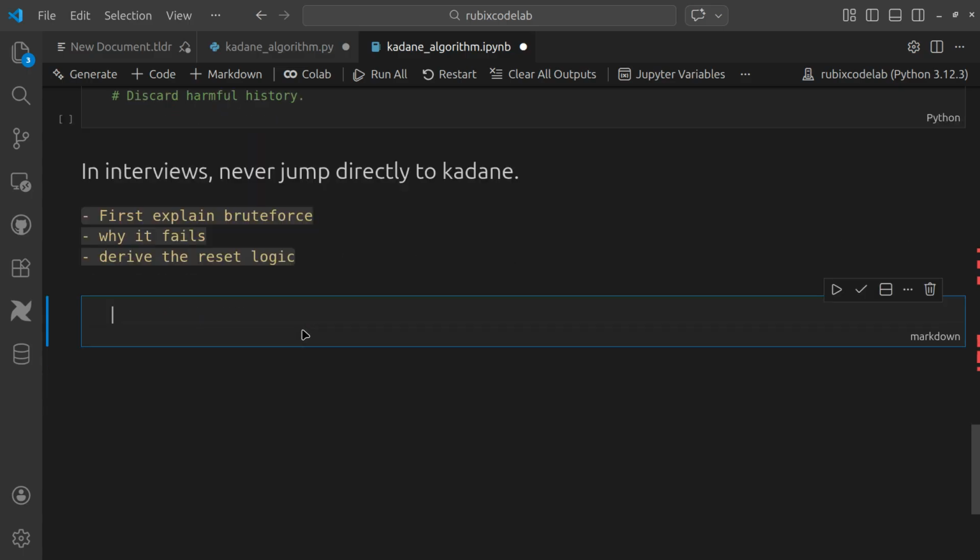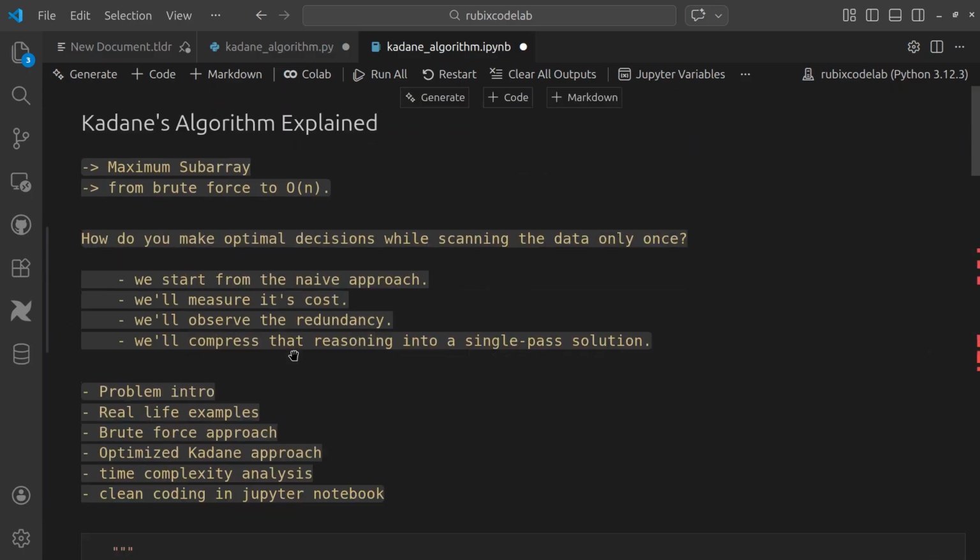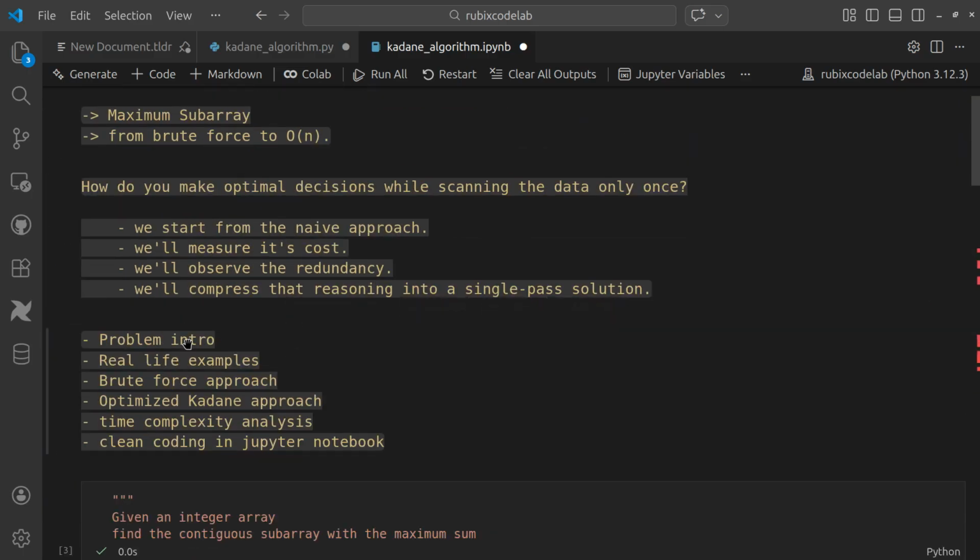So today we have covered problem intro, intuition, real life reasoning, brute force solution, optimized order of n approach, time complexity analysis. Kadane's algorithm is not about memorization. It's about recognizing when negative history should be discarded. Well, it's a good life lesson as well.